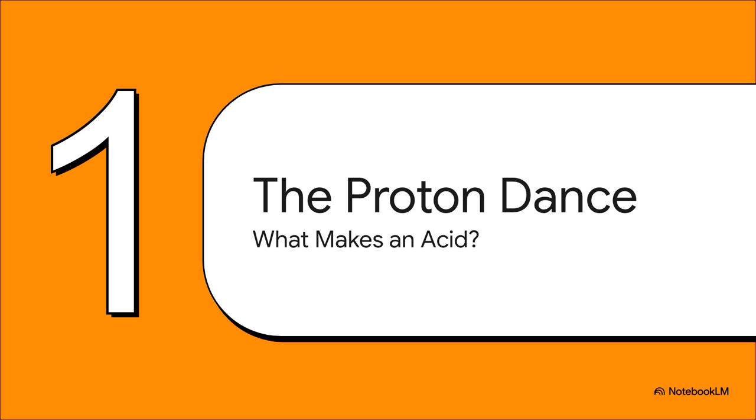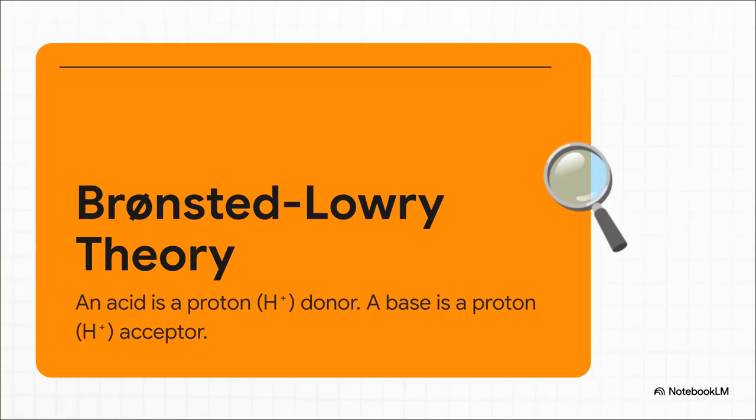To really get what's going on, we've got to shrink down to the molecular level. We need to look at the one tiny particle that runs this whole show, the proton. You can think of it all as a constant chemical exchange, kind of like a proton dance. You know, it all really boils down to this super simple game of give and take. It's called the Brønsted-Lowry theory, and it just says this: an acid is anything that donates a proton, and that proton is just a hydrogen ion, that H+. So a base? Well, a base is simply the thing that accepts that proton. That's it. That's the fundamental rule of the dance.